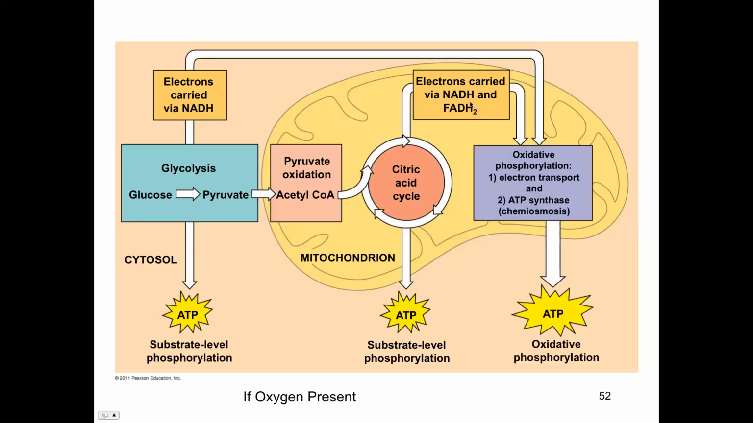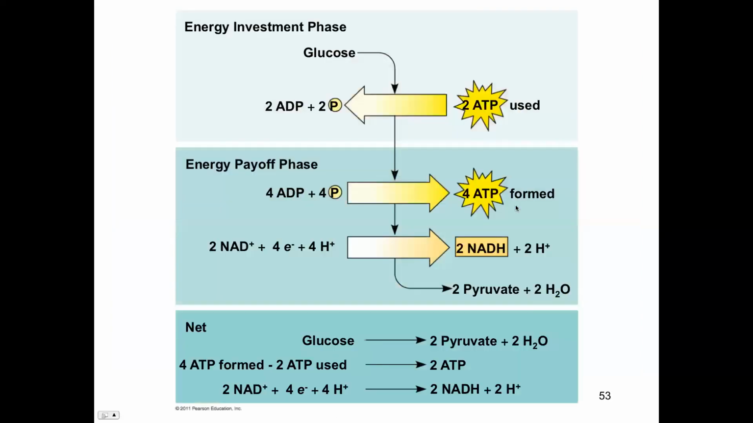Now, where do we make most of our ATP? In the last step, which is divided into 2 parts. One is called electron transport, and the other one is ATP synthase, or chemiosmosis, all right? So electron transport is going to set up a gradient that we use in the final step to make ATP. So I will go through that with you quickly.